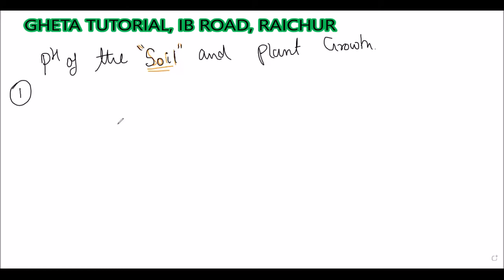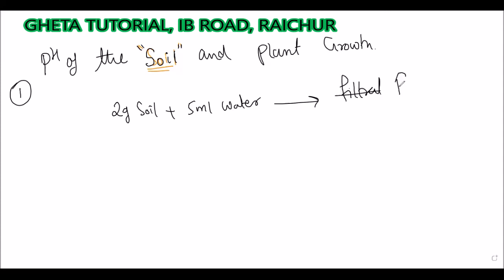For testing the soil, we have to take 2 gram of soil and add 5 ml of water to it, mix correctly and filter this solution, so that whatever impurities are present in the soil are all removed and you have the soil solution. Now this soil solution, you have to put in the universal indicator.